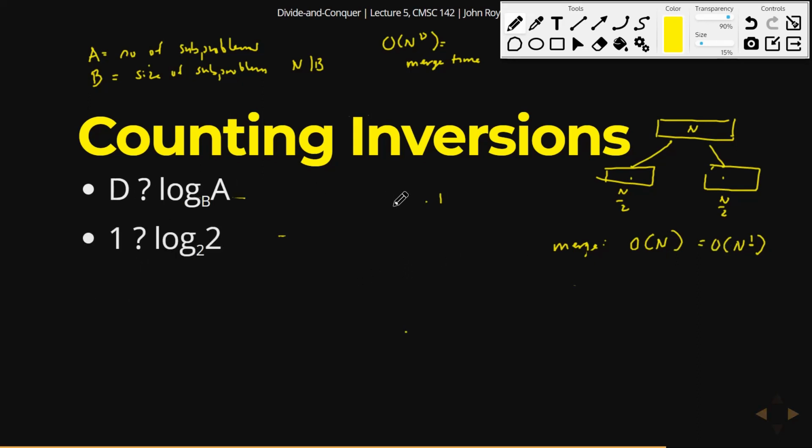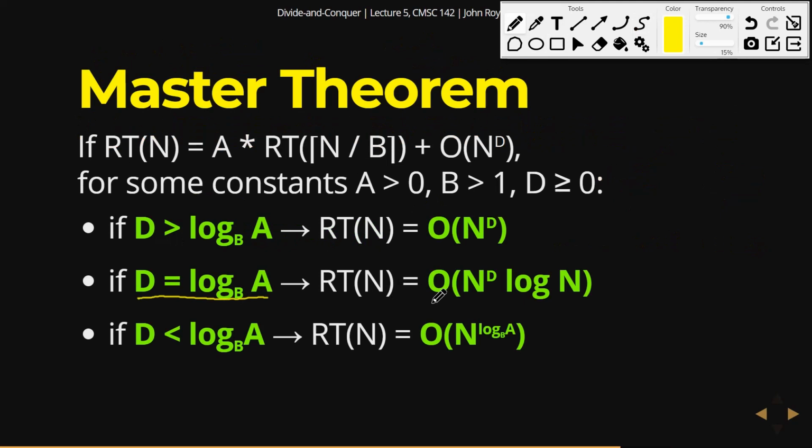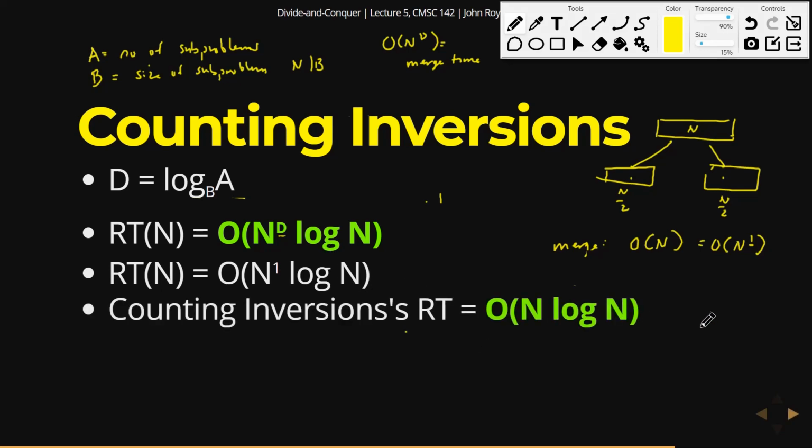So it's still equal, right? Log of 2 base 2. So we'll still follow the second equation, n^d log n. And if we plug in the value for D here, it's still the same. So n^1 log n, which is n log n. So merge sort and counting inversions have the same running time because basically we're using the same algorithm. We just piggybacked onto it to do some more things like counting the inversions. Okay, but they're more or less the same algorithm.